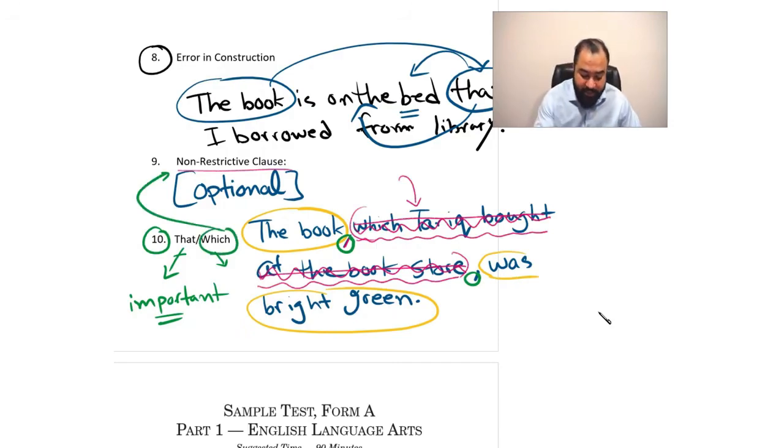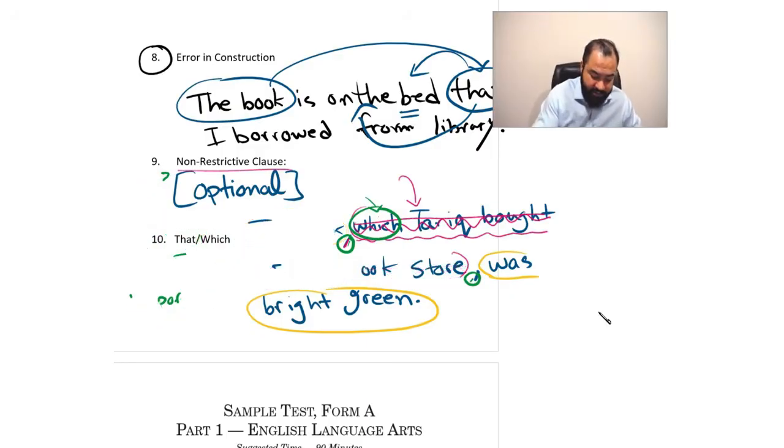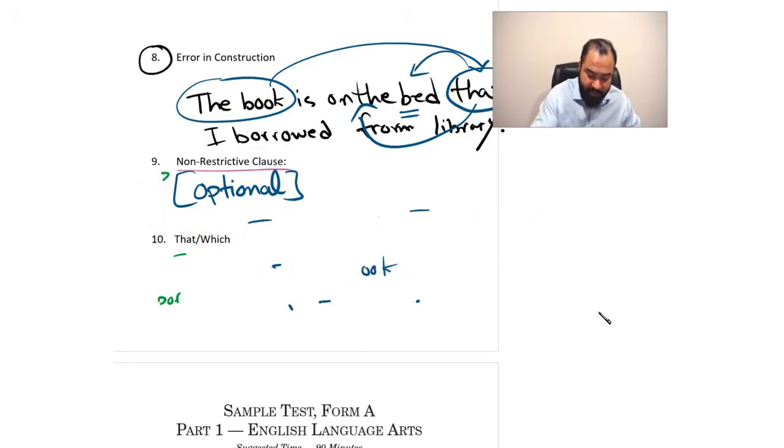Like here, the book, which Tariq bought at the bookstore, was bright green, so I had to use which. If I were to say the book that Tariq bought at the bookstore, then I couldn't use these two commas here. That would make it optional. So when you say the word that, it cannot be optional. I'm going to describe it further with more sentences with that and which. I'm going to give you two different sentences to see the difference between that and which.